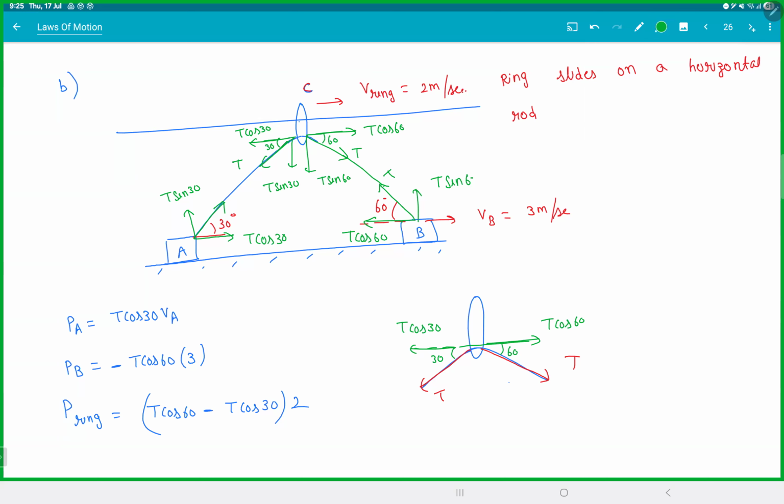Then once you get this, you're done. Total power has to be 0 because strings will not give you energy, they'll not take energy from you. So when you add all of them, T will go off. You will get VA cos 30 minus 3 cos 60.